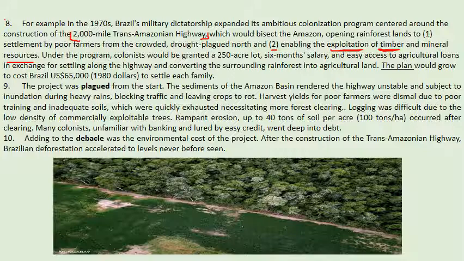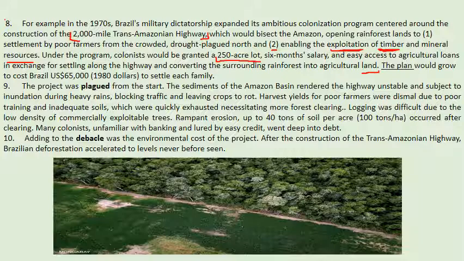Under the program, colonists would be granted a 250-acre lot, six months' salary, and easy access to agricultural loans in exchange for settling along the highway and converting the surrounding rainforest into agricultural land. 250 acres is a lot of land. You might say 250,000 square meters. So this was done by the government itself.